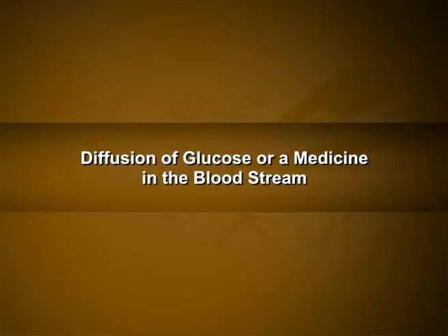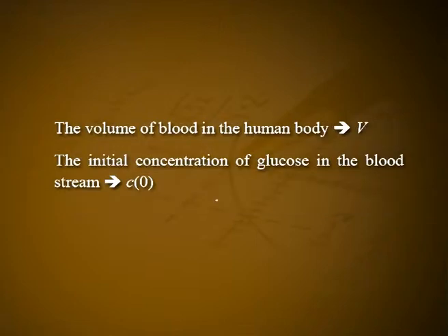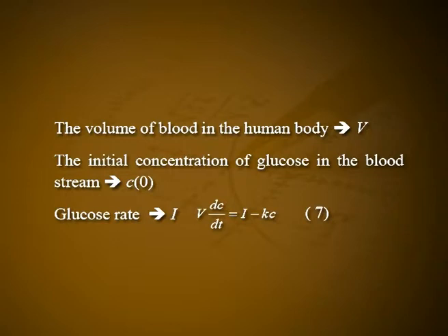Diffusion of glucose or a medicine in the bloodstream. Let the volume of the blood in the human body be V, and let the initial concentration of glucose in the bloodstream be C(0). Let glucose be introduced in the bloodstream at a constant rate I. Glucose is also removed from the bloodstream due to the physiological needs of the human body at a rate proportional to C(t), so that the continuity principle gives V dC/dt is equal to I minus k C, which is similar to the third equation.